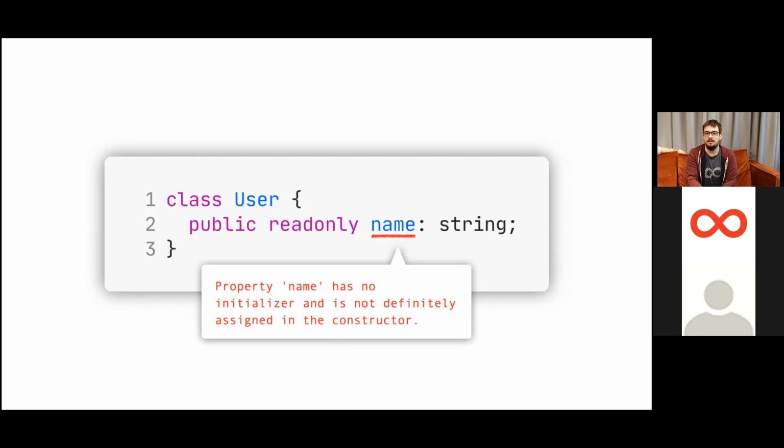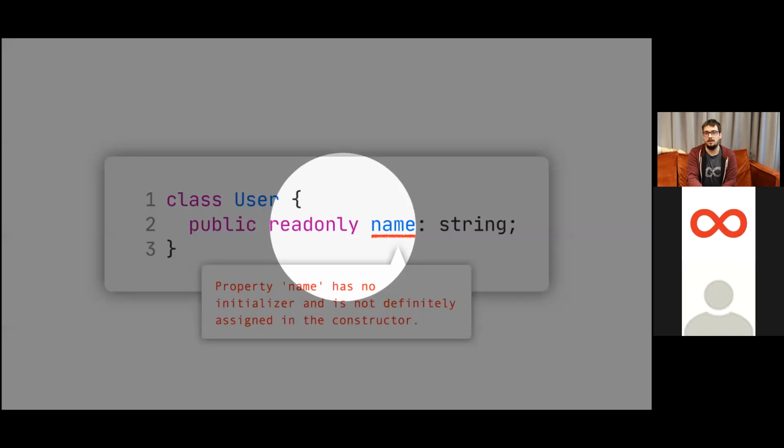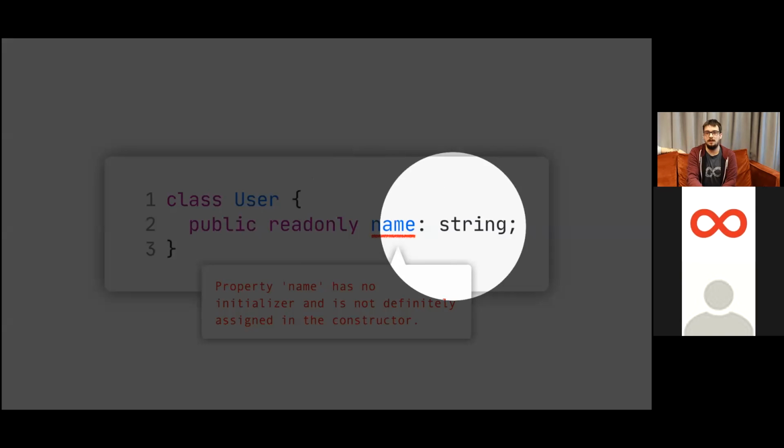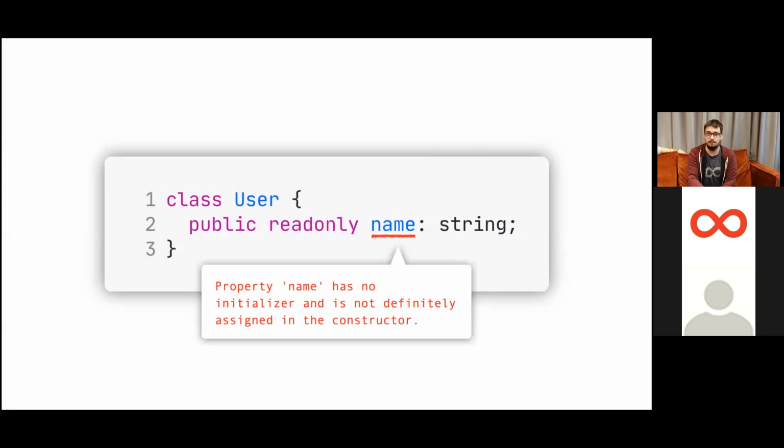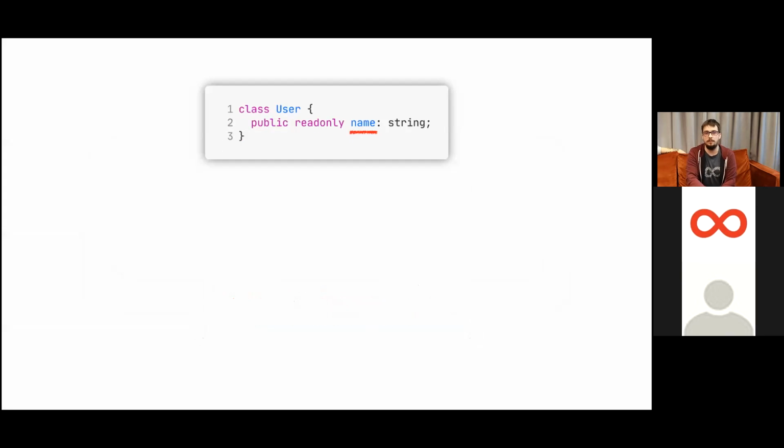This is because if you do not do anything, the value of the property name will be undefined. But we have declared here that it is a string. And if we have strict null checks, then we have to say explicitly that it could be undefined or maybe null. So you have a couple of options here to resolve this error.